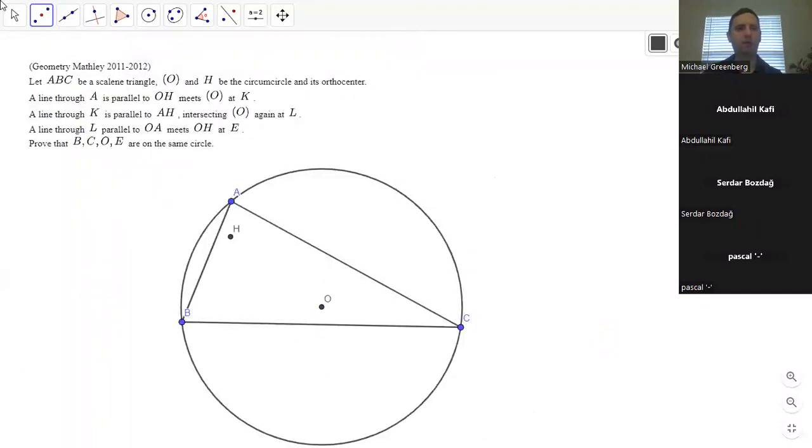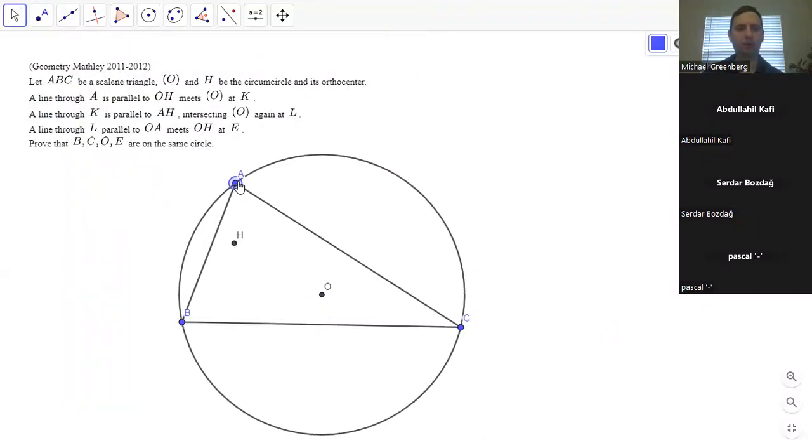Line through A parallel to OH. So we have the Euler line again.